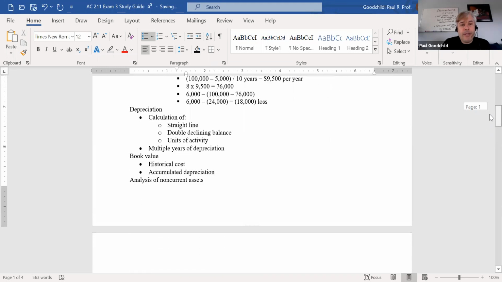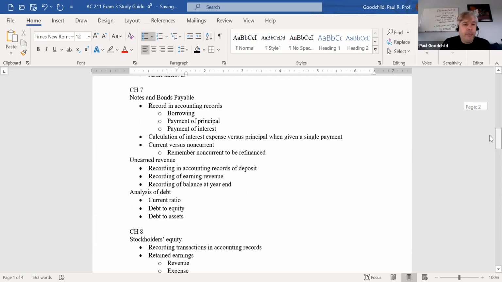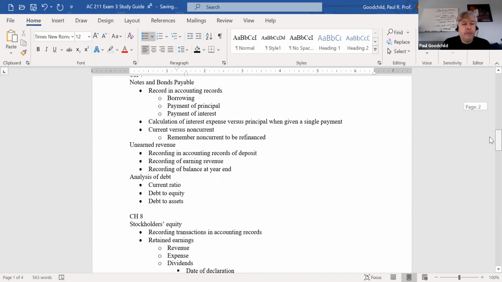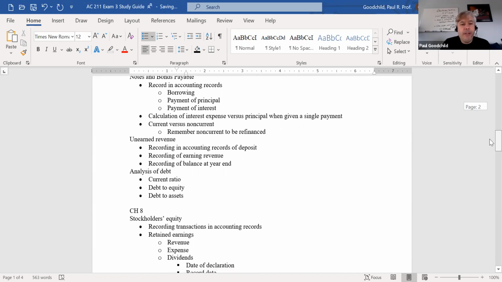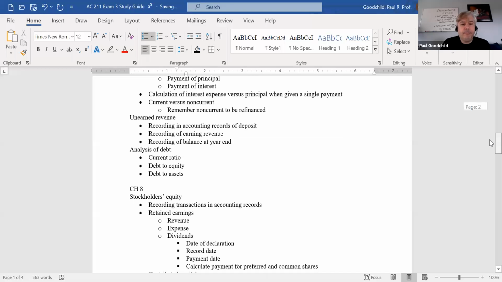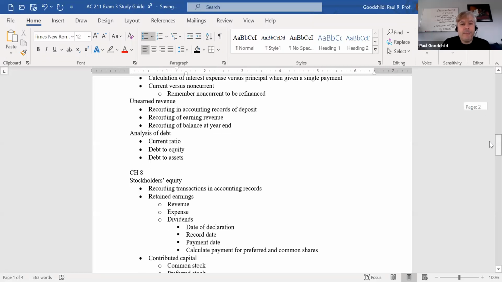Okay, let's scroll down to number 7. We have notes and bonds payable, recording in the accounting records, borrowing, payment of principal, payment of interest, calculation of interest expense versus principal when given a single payment, current versus non-current when you're recording in the accounting records. Remember, non-current to be refinanced, even if it's coming current, it stays non-current.